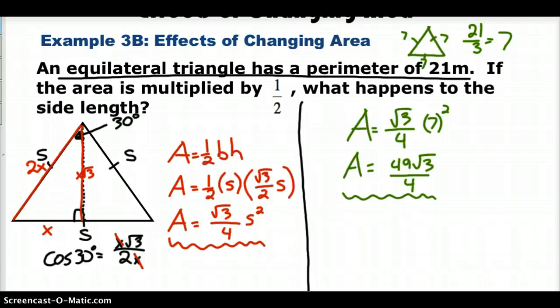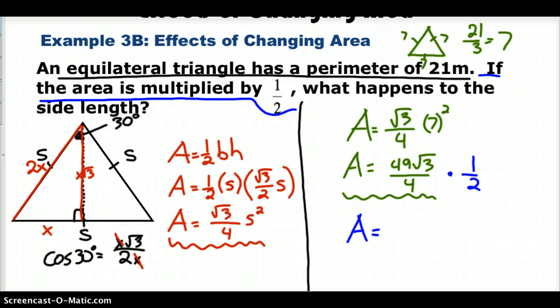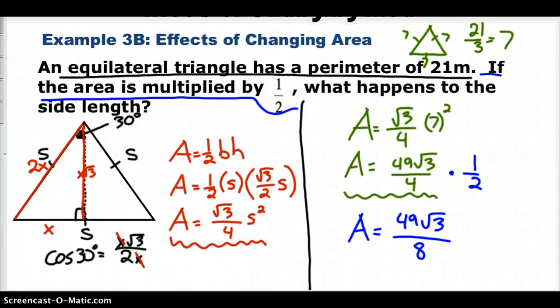Okay, so that's good. Now what we're really concerned with is it says the area is actually multiplied by 1/2. Okay, and so we have to take our area that we have here, and it's multiplied by 1/2, right? So our new area is going to be 49 times radical 3 over 8. Okay, so our new triangle is going to look like this.